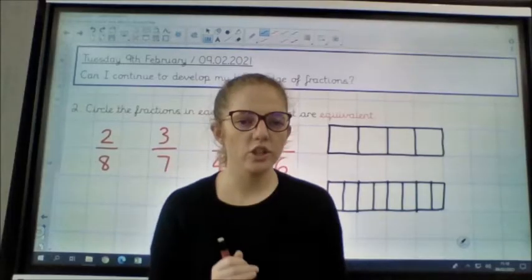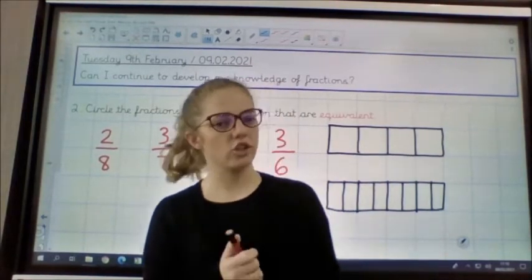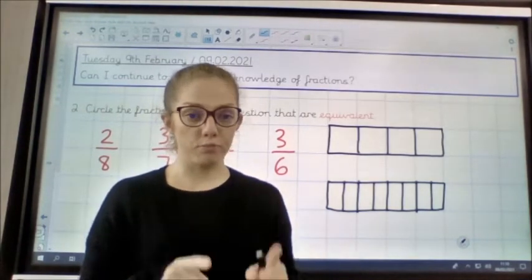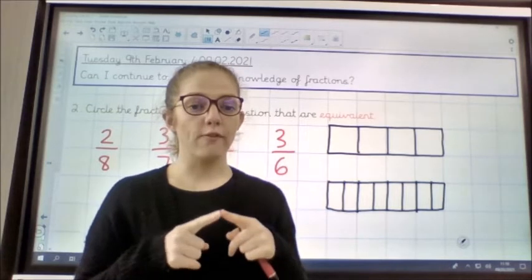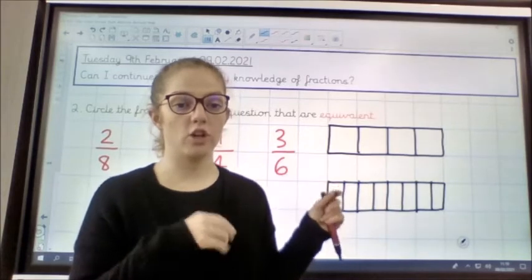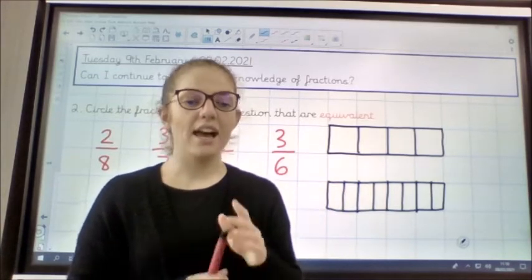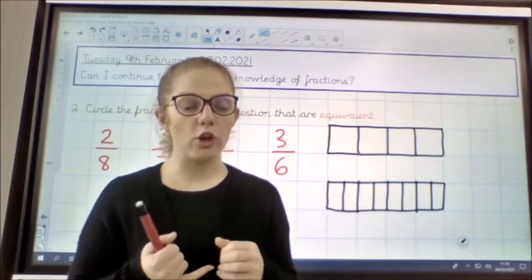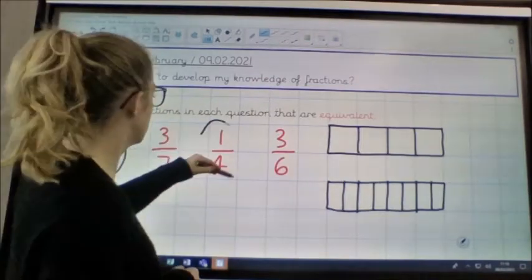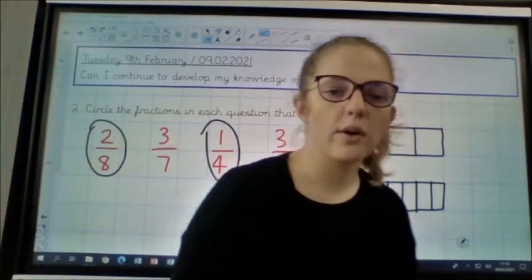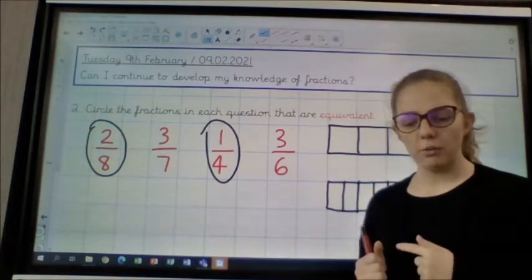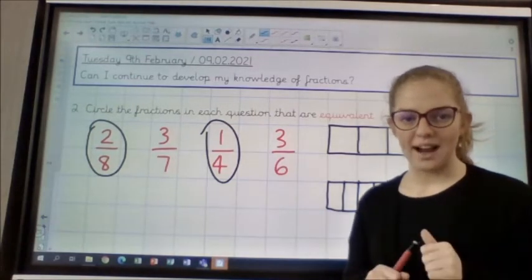Question 2 wants you to circle the fractions in each question that are equivalent, okay? I'm going to show you the answers to the first question in question 2, and then I will use my fraction bars to explain why. Afterwards we'll discuss what the word equivalent means, okay? The two fractions that are equivalent in A are 2/8 and 1/4. Now I'm going to show you on my fraction bars why.